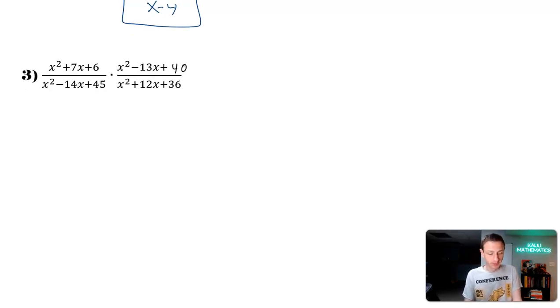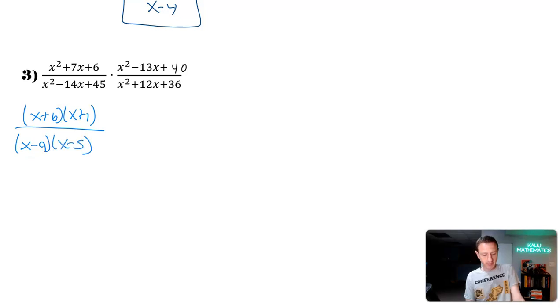But I have a bunch of trinomials. So we have a lot of trinomial factoring that we need to do here. So first one, top left, x squared plus 7x plus 6. I want two numbers that multiply to 6, add up to 7. That's going to be 6 and 1. So x plus 6 times x plus 1. On the bottom, x squared minus 14x plus 45. So two numbers that multiply to 45, add up to negative 14. They both have to be negative because we want to multiply to a positive, add up to a negative. So that's going to be x minus 9, x minus 5.